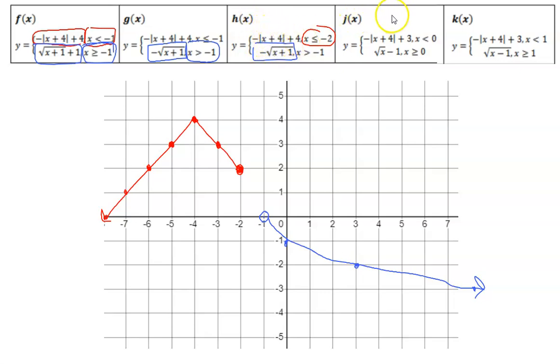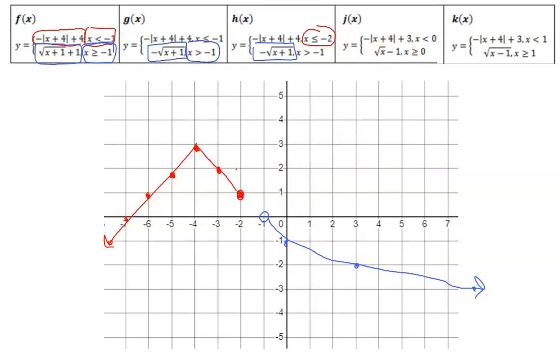Okay, now for j of x, we've got a slightly different absolute value function this time. We have to go up 3 instead of up 4. So that's going to take this whole graph and move it down 1 because we're going up 3. So move each of these down. There we go. So now this graph has moved up 3 and to the left 4, and still has a reflection in the x-axis, so this is going to be my absolute value piece.